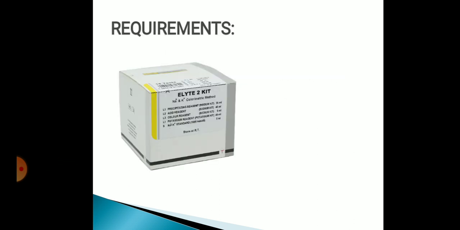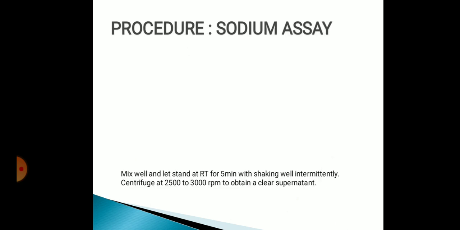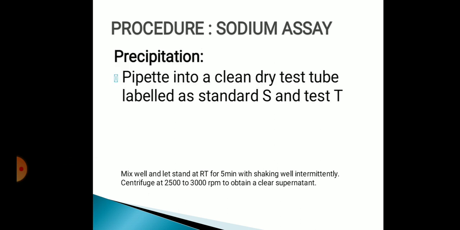Coming to the requirements, we have sodium potassium kit, test tube, micropipette. Then to the procedure. First we have the precipitation step. Take 2 test tubes and label them as standard and test.